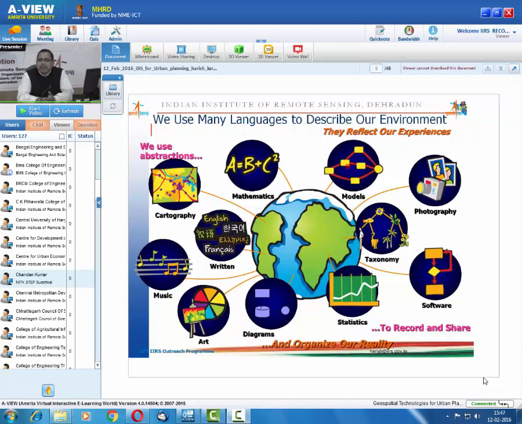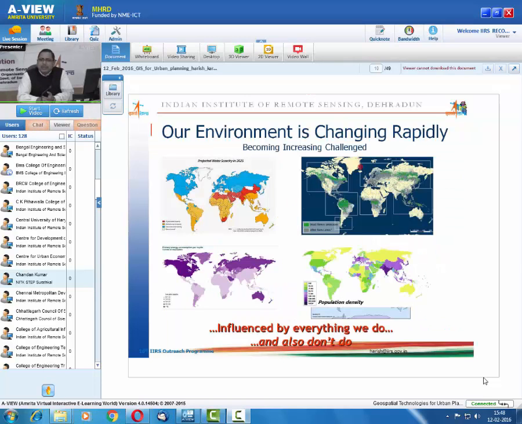It can be described through models. You can represent the environment as a model. And with photography, you can take photographs and show that my landscape looks like this or my park looks like this. So photography can be used to describe your environments. You have the taxonomy and sometimes the software technology, we have the statistics, and there are so many languages available today to define or describe our environment. And also we can organize our reality by using this particular technology.